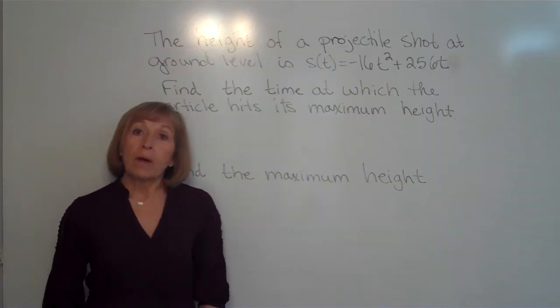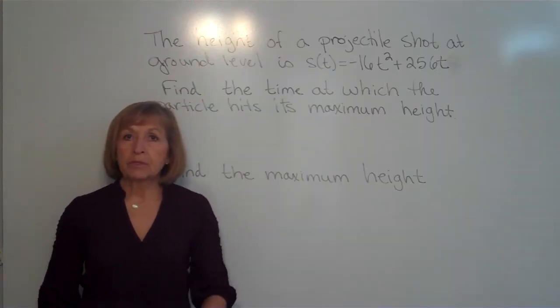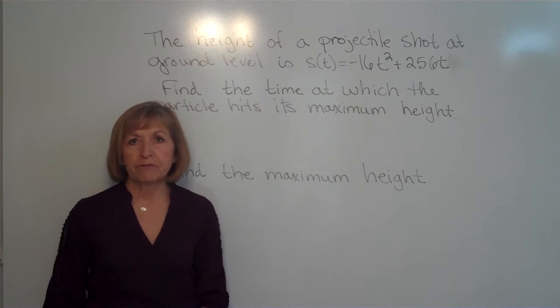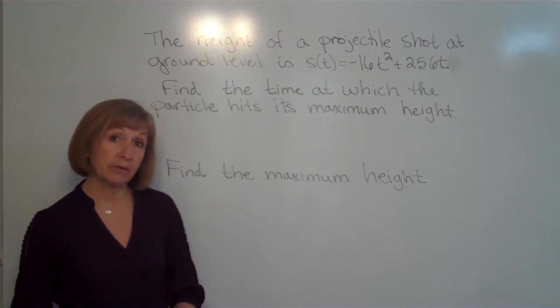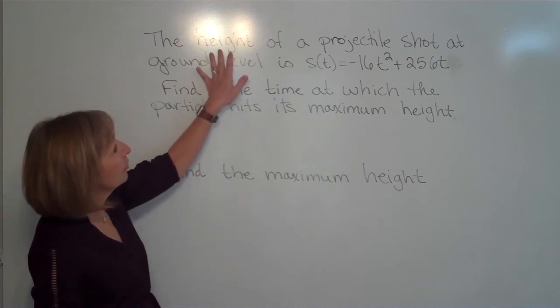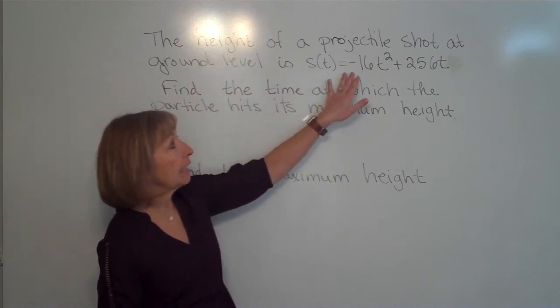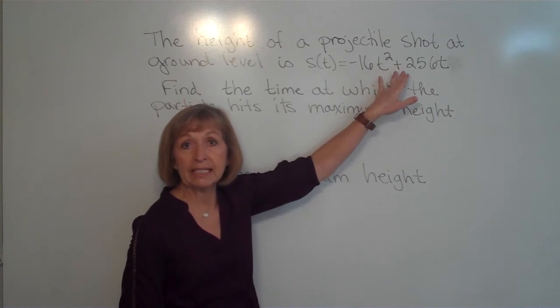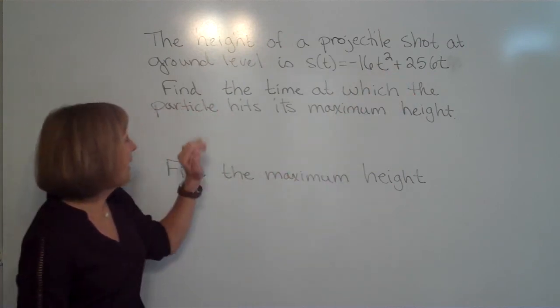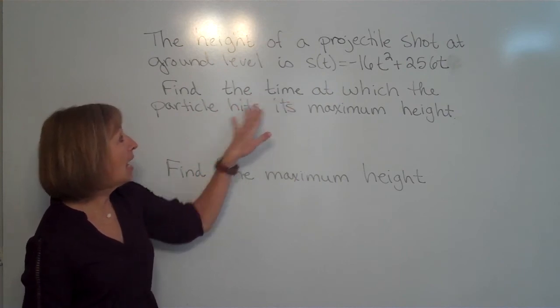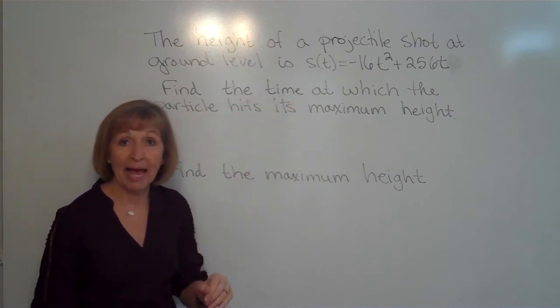And go through some more. So I've rewritten the original problem that we had, the same position function as the previous parts that we did, and just asking some other types of things. So here, the height of the projectile shot at ground level, again, I'm using that s of t is equal to negative 16t squared plus 256t. And the first part here says, find the time at which the particle hits its maximum height.